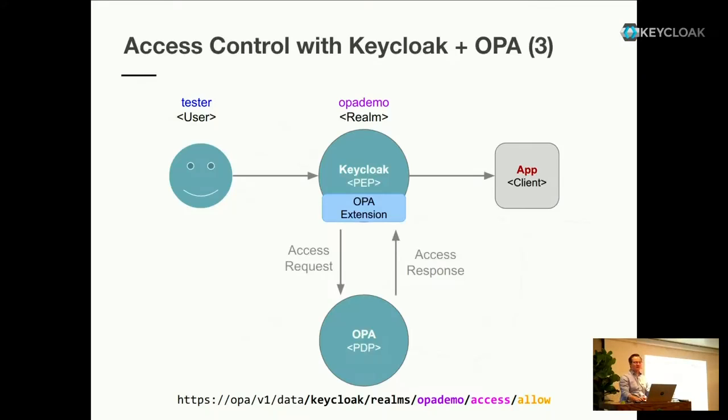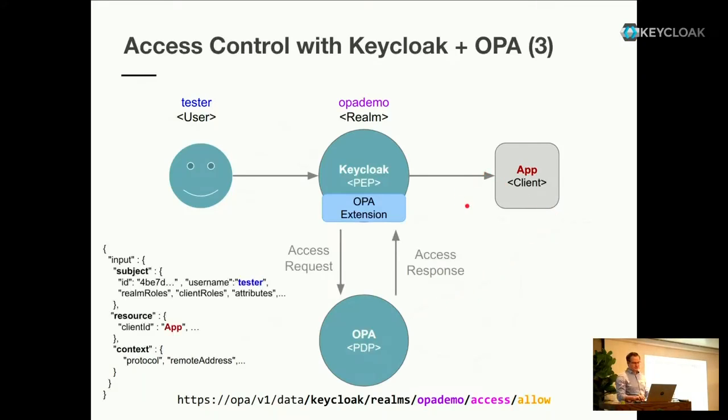If a user now tries to access a certain client like the app here, we generate this input query. We say, okay, input is the following. We have a subject with the following ID, the following username with realm roles, client roles, attributes, and so on. This subject wants to access this resource with this client ID and in this realm maybe. And the context is he or she uses the following protocol, the following remote address, and is from a staging system or a prod system, whatever. Yeah? And all this is then fed into the OPA policy.